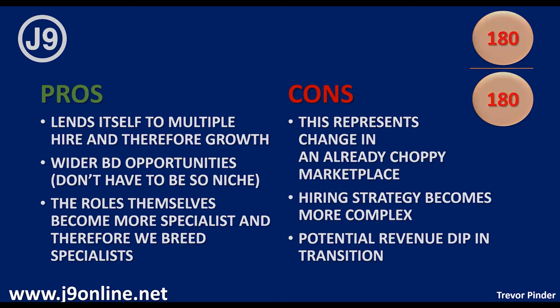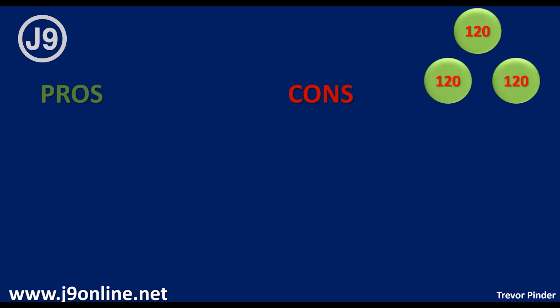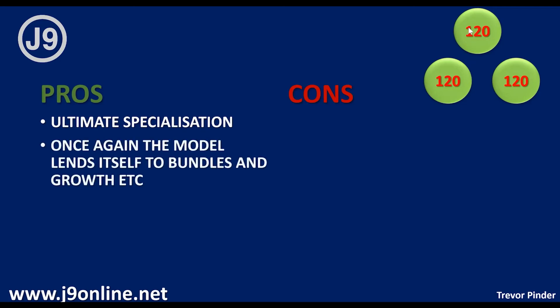Third model that we need to discuss is our 1-1-1-20, the classic American sales model, if you like. If we're going to talk about the pros here, this is ultimate specialism. The lines of definition are so heavily drawn here. You have your SDR, for want of a better phrase, your lead generation specialist. You have your business development manager or director who's knocking your solutions home. And you have your resources sales and submission person who's purely focused on that. Once again, as in the 180 model, the model lends itself to bundles and growth.